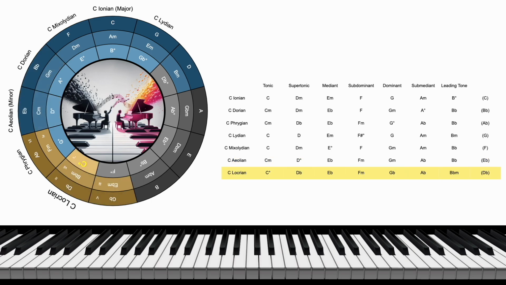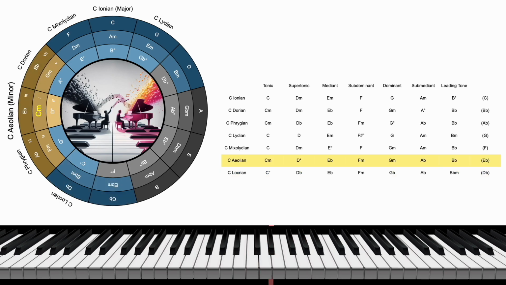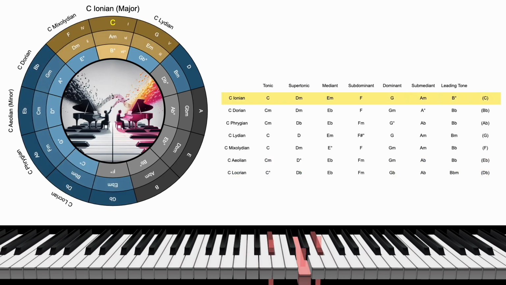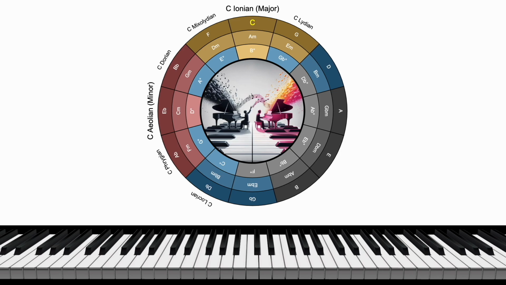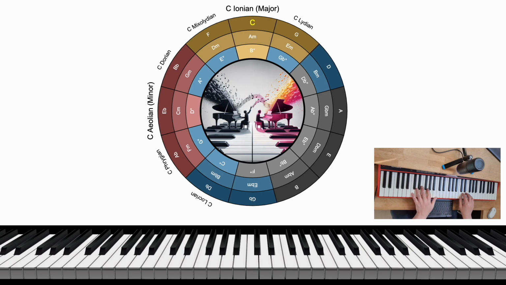So for example, C minor's relative major key is E flat major. They share the same chords, but the tonic is different. If you're playing in C major, it's most common to borrow from the parallel minor. You will find substituting any of these chords will work really well.